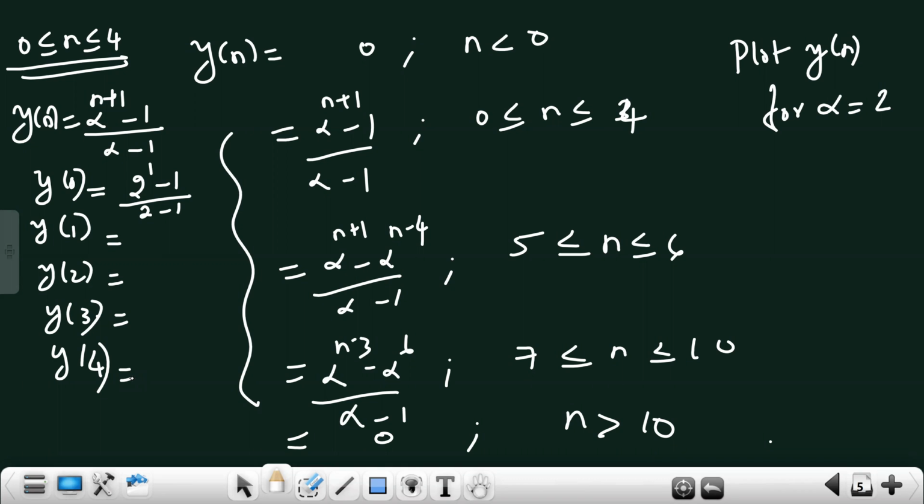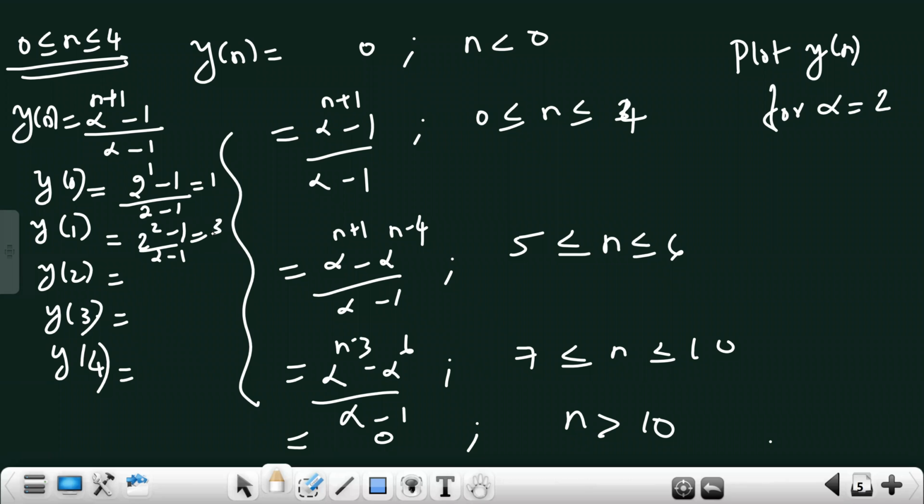Y of 0 means you need to substitute the value of n as 0 and alpha is 2, which is given in the question. So like that, each individual value we need to find and draw. So y of 0 is 1, isn't it? 2 minus 1, that is 1 by 1 is 1. And what about y of 1? 2 to the power 2 minus 1, that is 4 minus 1, 3. 3 by 1 is 3.